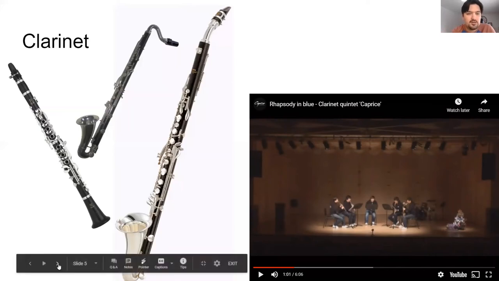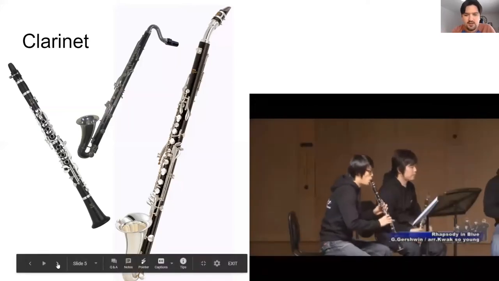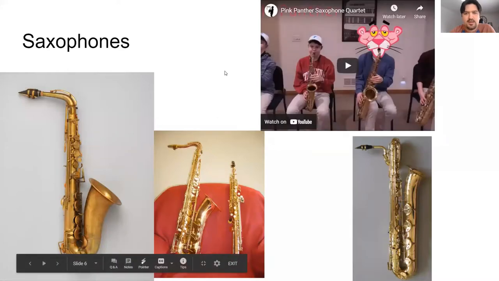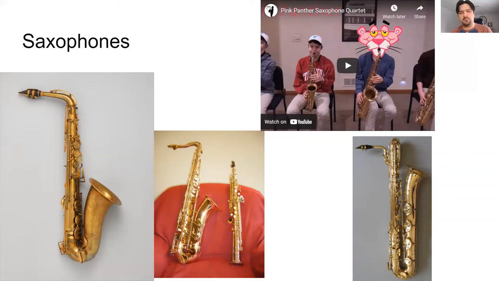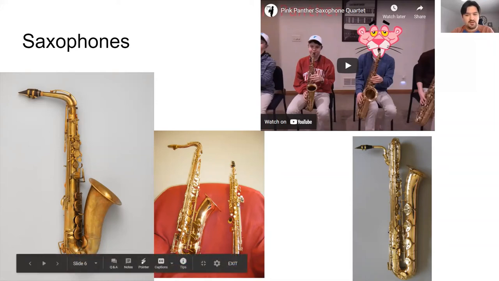All right, very good. Oh, we don't want to start playing again. There we go. Now this next one here, these are the saxophones. Now saxophones are a little weird, but weird in a good way. They're still woodwind instruments. As you can see, looking at all these pictures, we have a bunch of keys here that all work that way.